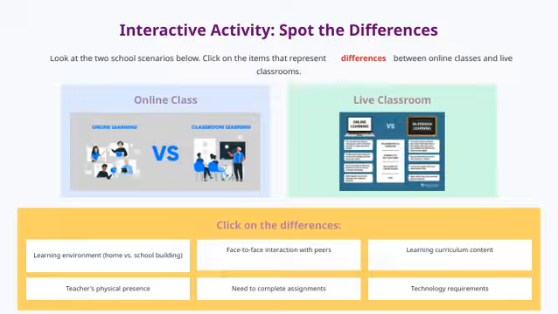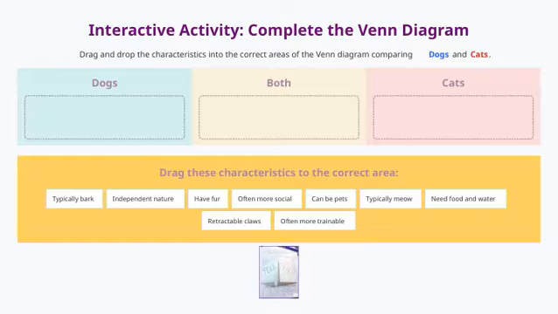By identifying these differences, we can better understand the unique aspects of each learning environment and how they impact teaching and learning experiences. All right, now let's move on to our interactive activity. I want you to help me complete this Venn diagram by categorizing these characteristics into dogs, cats, or both.